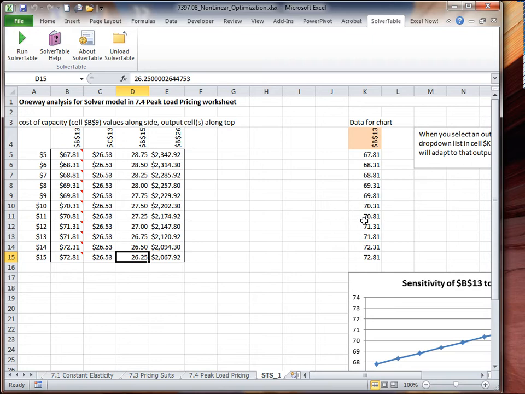So what can I draw from this? Clearly, as my price goes up, it's starting to decrease. Yeah. Well, I've got that relationship certainly, but what's of interest to me is two things. Number one is that my off-peak price never changes. Off-peak price is relatively insensitive to the cost of capacity.